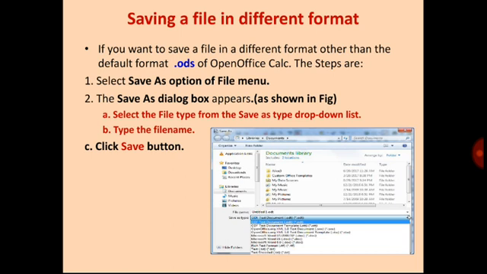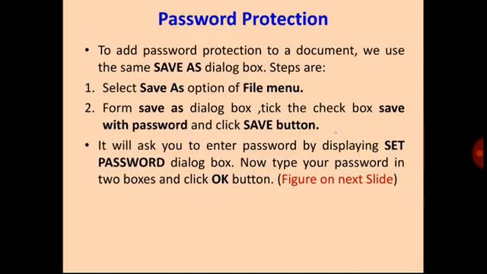Now if you want to save a file in a different format, what are we supposed to do? We simply select the Save As option from the File menu. The Save As dialog box appears as shown in the figure. In Save as type, we can choose the desired format, and then we type a file name, and finally we click on the Save button. This will save our file in the given format.